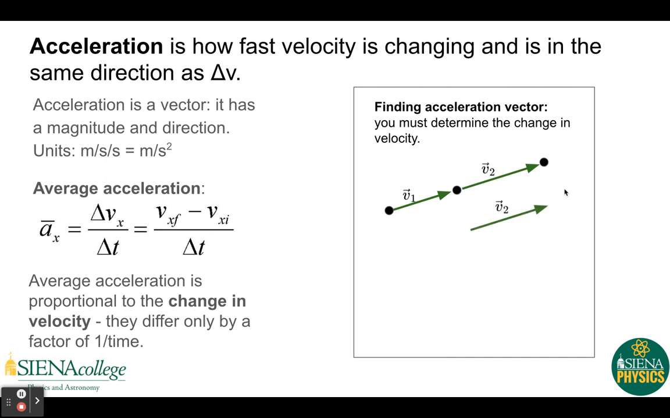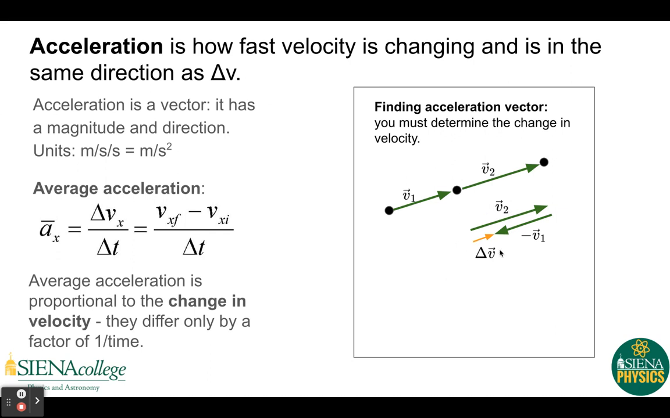To do that, you can redraw v2, offset from your motion map. And then remember, we're going to subtract our initial velocity. So we have to flip v1 around. So this would be our negative v1. And then our change in velocity is going to be what that difference is. So it's going to be from the start of v2 to the end of v1. Okay, and so we see that delta v is in the direction that they're moving, which makes sense because this object is speeding up.